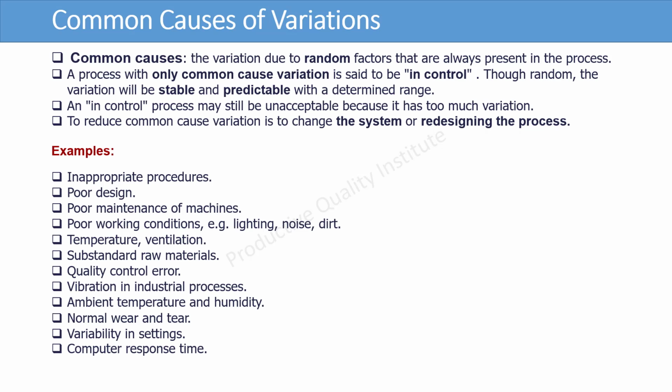Examples of common causes of variation: inappropriate procedures, poor design, poor maintenance of machines, poor working conditions, for example lighting, noise, dirt, temperature, ventilation, substandard raw materials, quality control error, vibration in industrial processes, ambient temperature and humidity, normal wear and tear, variability in settings, computer response time.